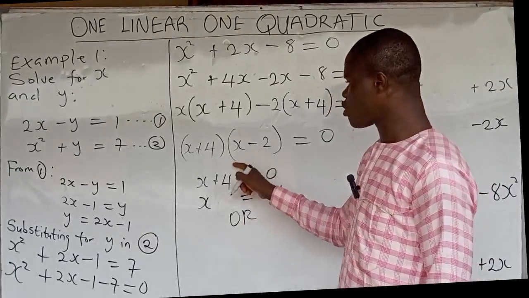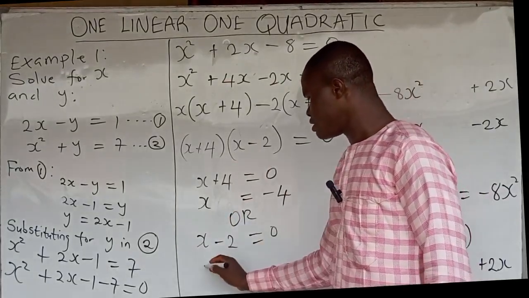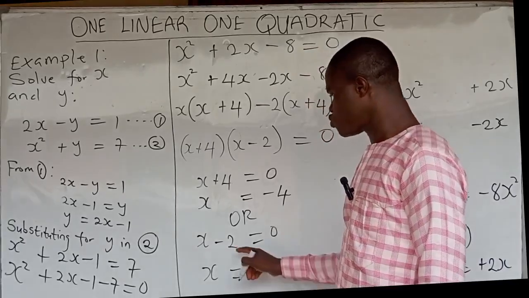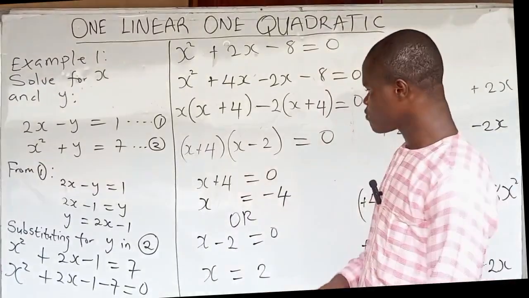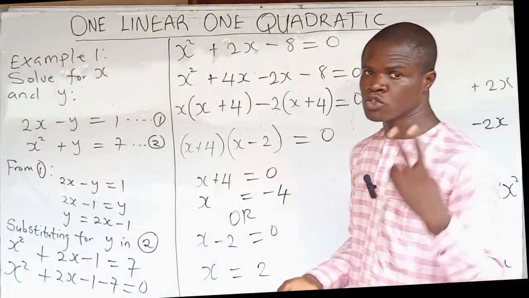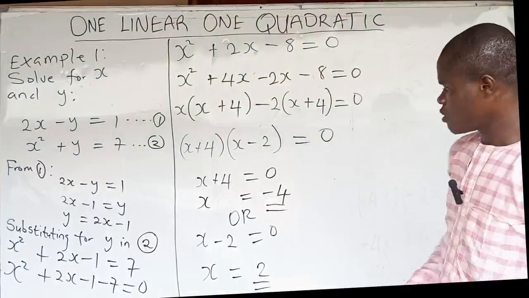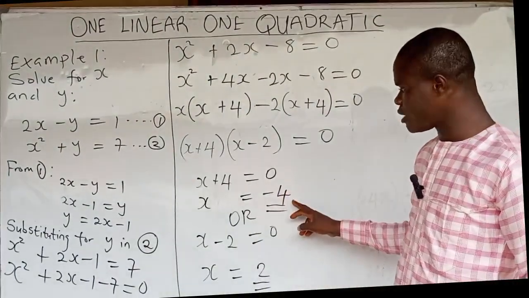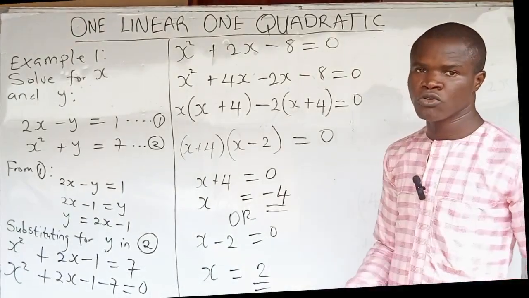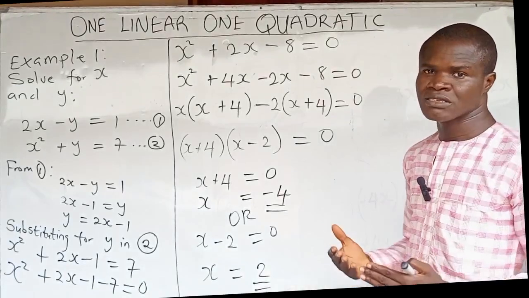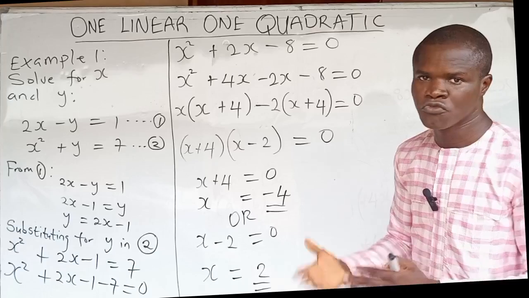Or the second term here, x minus 2 is equal to 0. Then x is equal to, if this is minus 2, if it crosses the equal sign, it becomes plus 2. Because whenever you are solving quadratic equation, you are going to have two answers. So the first answer is this, and the second answer is this. So we have gotten two values: x is equal to minus 4 and x is equal to 2. So we're going to use these two values to find the corresponding values of y. Mind you, we are solving simultaneous equation that is one linear, one quadratic. We are going to have two values for y and two values for x.